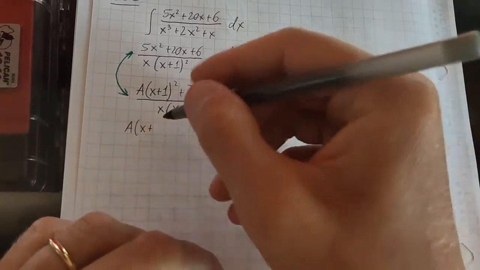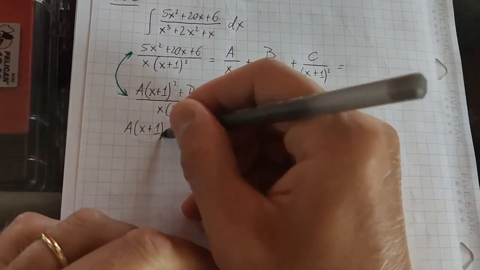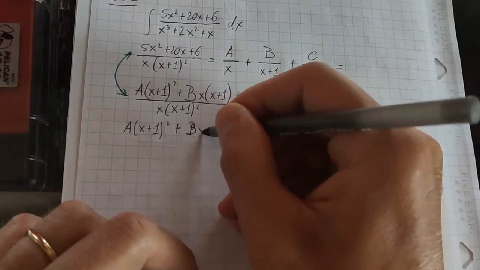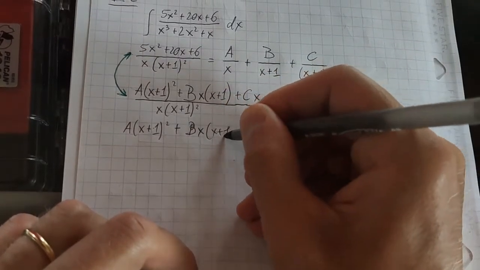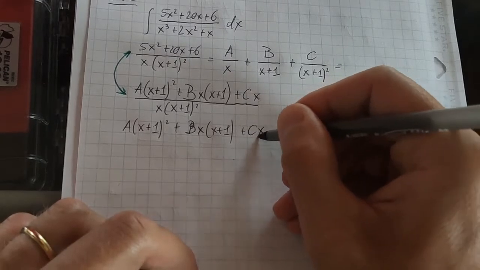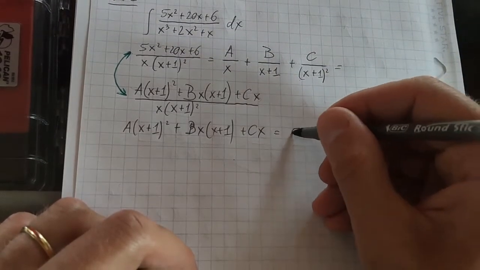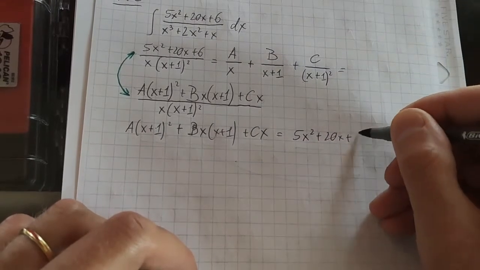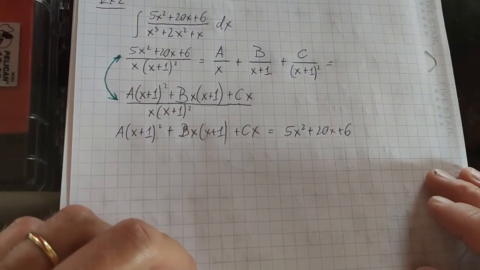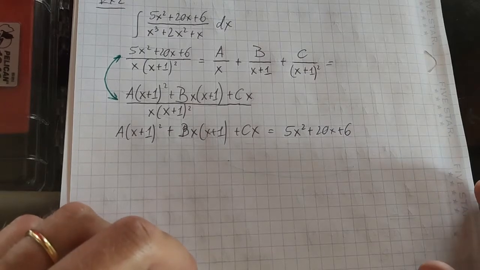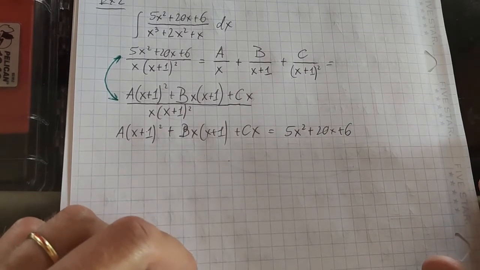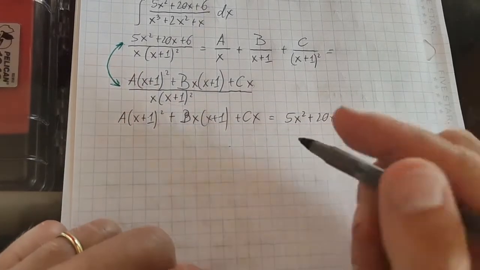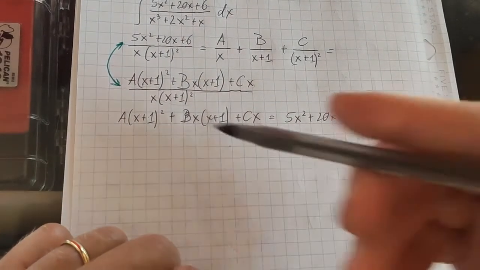Okay, so I'm just going to rewrite that. A times x plus 1 squared plus Bx times x plus 1 plus Cx, and that equals this whole numerator, 5x squared plus 20x plus 6. Okay, so what can I do here? Well, I need to pick those x's. So my first x maybe will be 0.